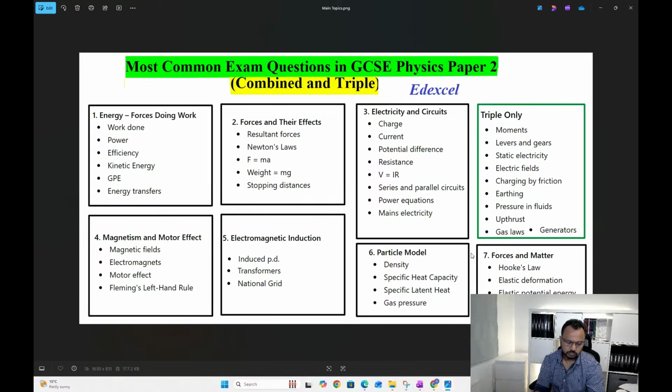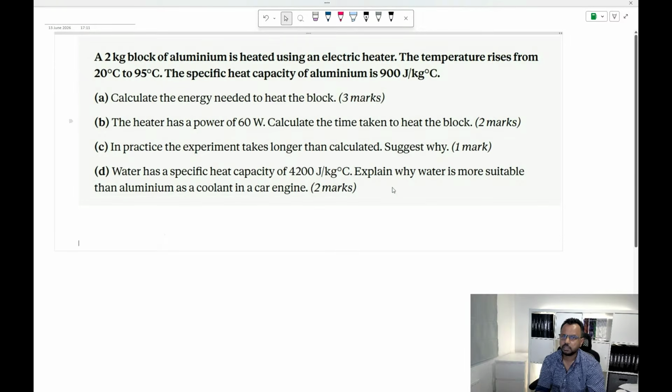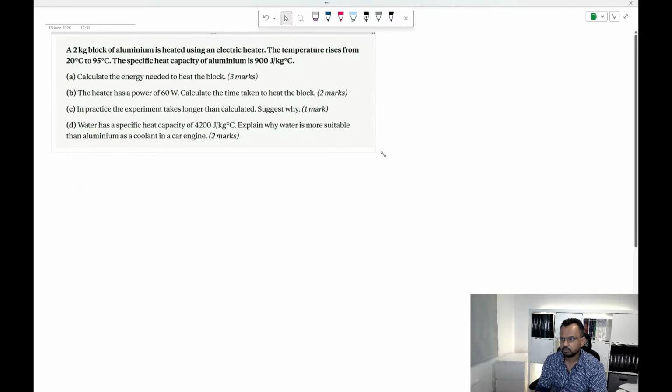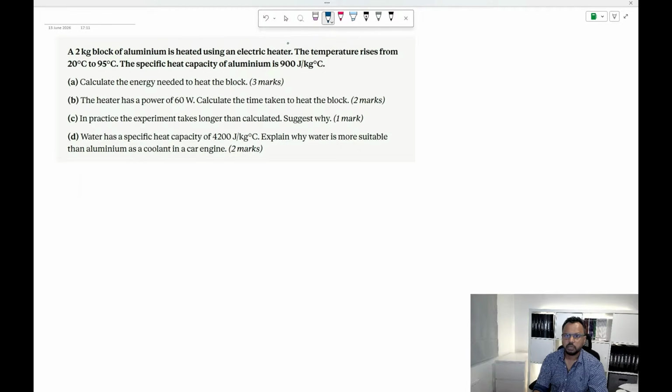Right. Let's look at the question, guys. I'm just going to make this a little small so I have more space now. A 2 kilogram block of aluminium is heated using an electric heater. The temperature rises from 20 to 95. That gives me my delta theta. The specific heat capacity of aluminium C is this much. Calculate the energy needed to heat the block.